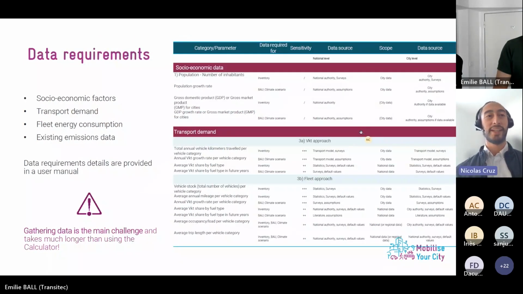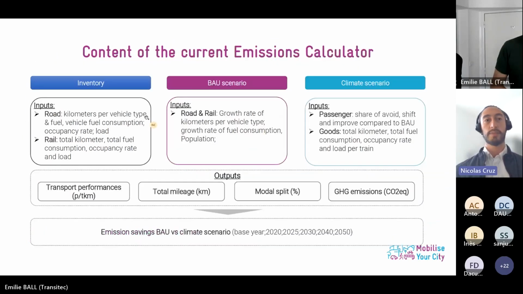I'm not going to go into the detail on this because we're going to see the example of Sousse, but there are data requirements that the tool needs to be completed, especially socioeconomic factors, data about transport demand, fleet energy consumption, and existing emissions data from before. What's important here is that the data collection is quite intensive and time consuming, and this is the most challenging part of completing the task, rather than just making the scenarios and the inventory, because the challenge is to collect all the data needed to create the calculations of greenhouse gas emissions.